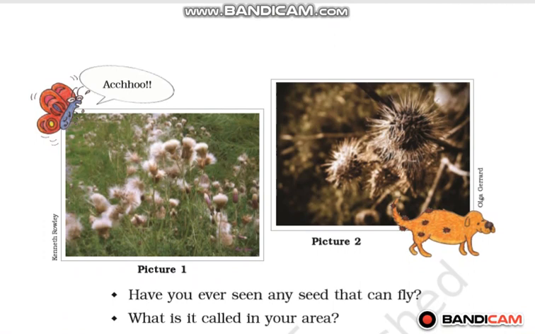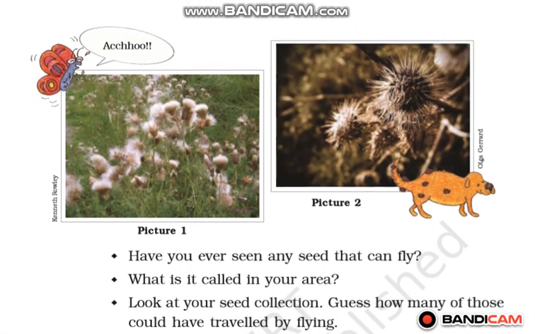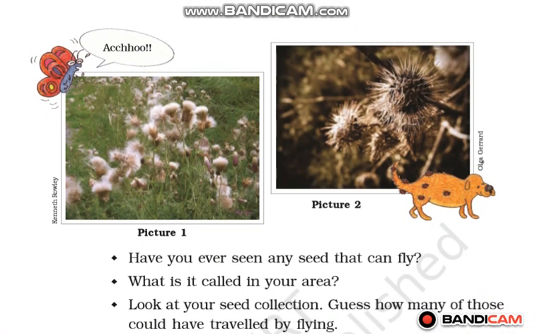Now look at the picture 2. This seed cannot fly, but it can still travel by sticking on the fur of animals or on our clothes, because it has spikes. It has spike-like structure on it, and it can get stuck in the fur of animals, and it can get stuck in our clothes also. And from there they can travel a long distance.